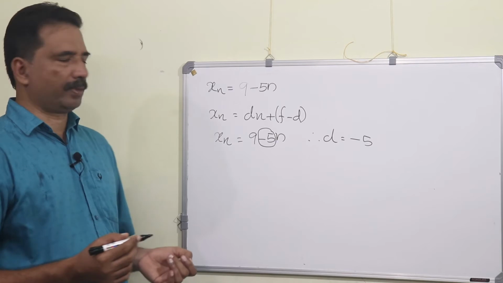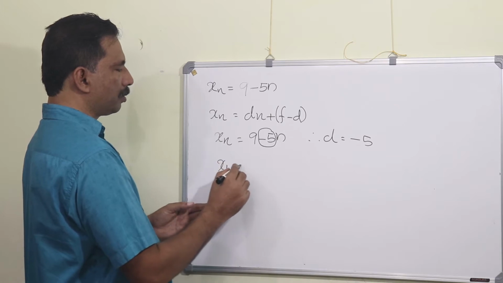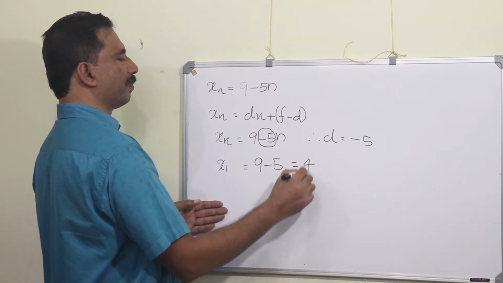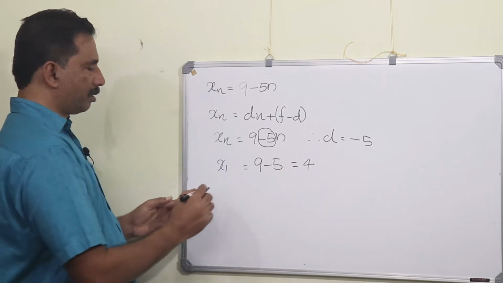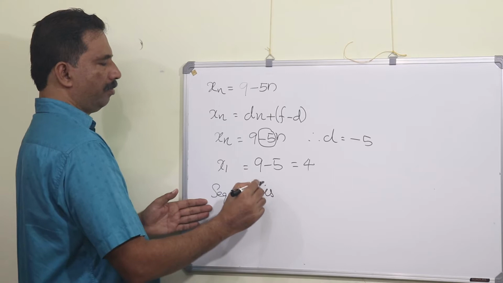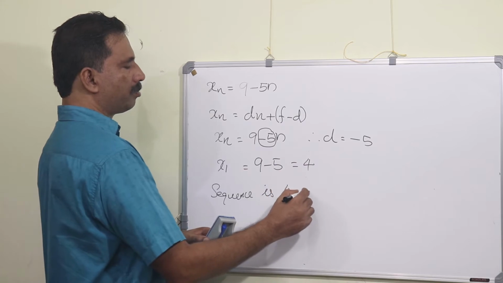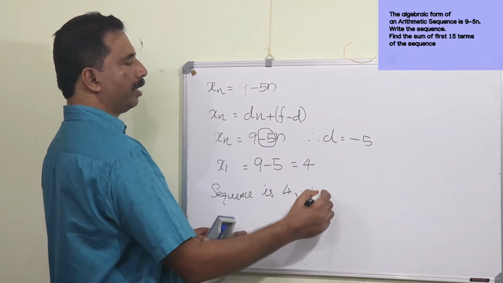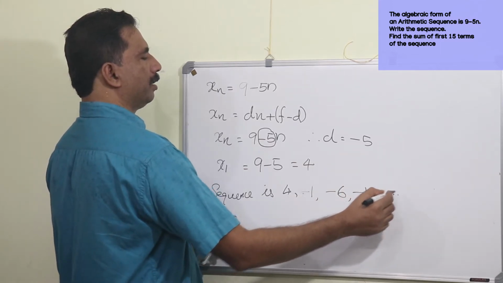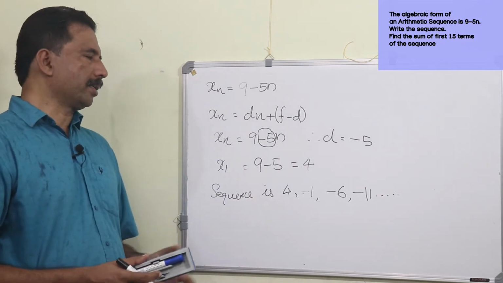And what is the first term? The first term is the sum of the coefficients. That means x1 is simply 9 minus 5, which is 4. Therefore, the first term is 4 and the common difference is minus 5. 4 minus 5 is minus 1, minus 1 minus 5 is minus 6, minus 6 minus 5 is minus 11, etc. Therefore, the sequence is 4, minus 1, minus 6, minus 11, etc.